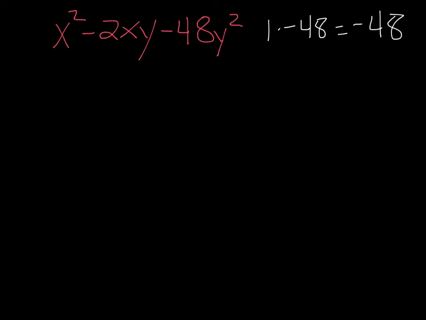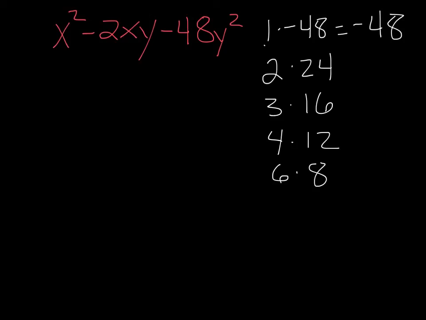So we have 1 times negative 48 is 48. We could have 2 and 24 would give us 48. 3 and 16 would give us 48. You could have 4 and 12 would give us 48. Or we could have also 6 times 8, and all of these are factors of 48.